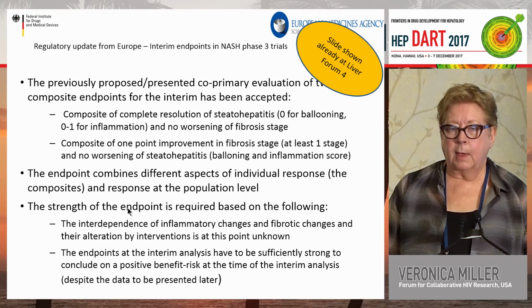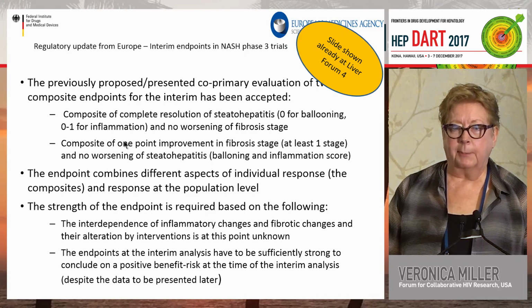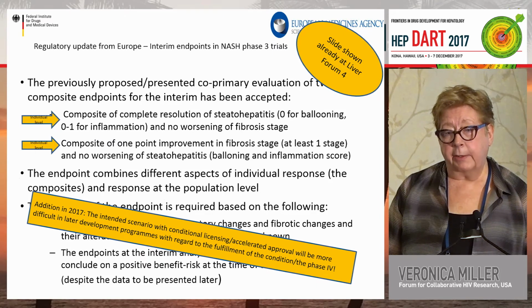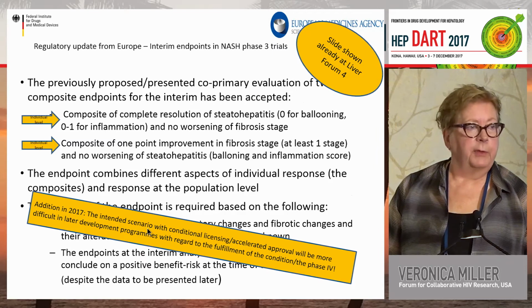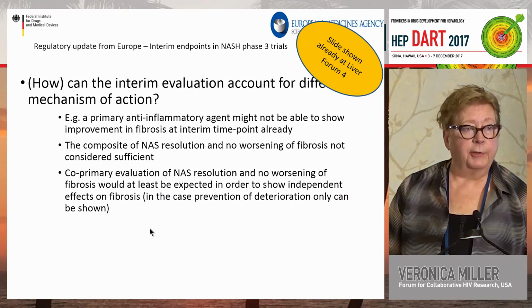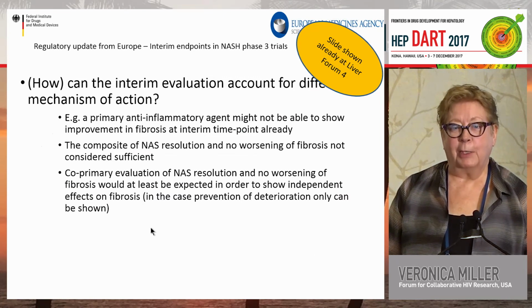For example, the previously proposed co-primary evaluation of the composite endpoint has been accepted by EMA. He goes through the rationale for why they have accepted that. But now what he adds in 2017 is that the intended scenario with conditional licensing and accelerated approval will be more difficult in later development programs with regard to the fulfillment of the condition of the phase 4. So how can the interim evaluation account for different mechanisms of action? And again, we're learning while we're doing, and doing while we're learning.